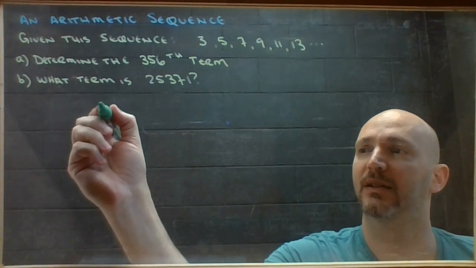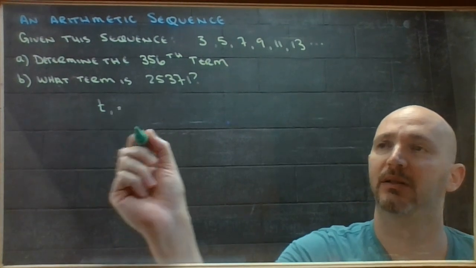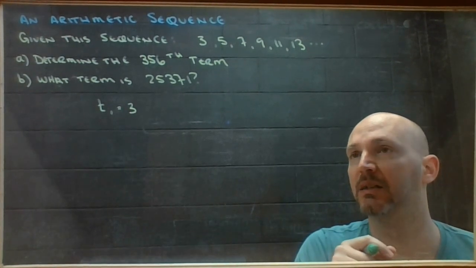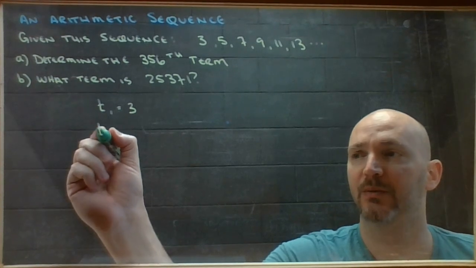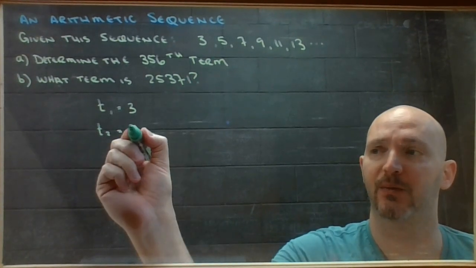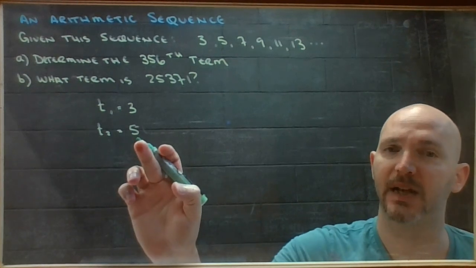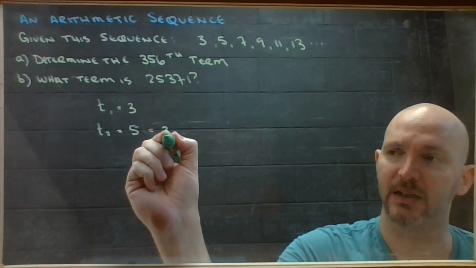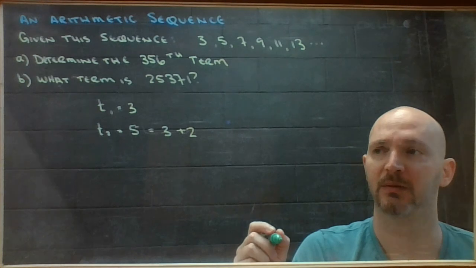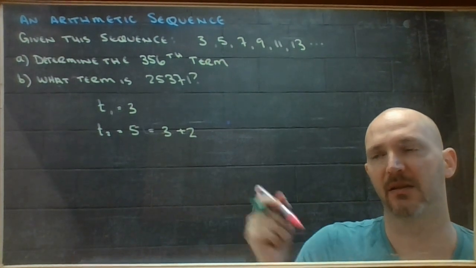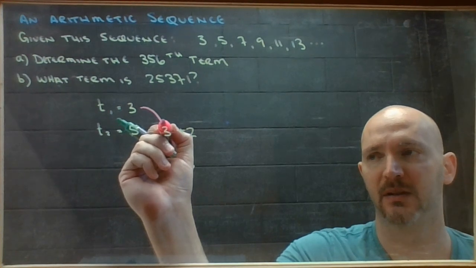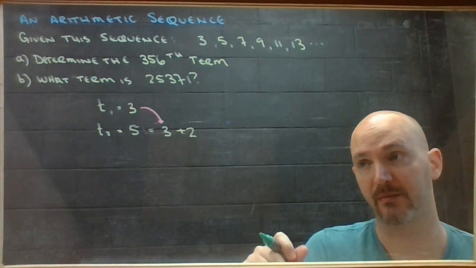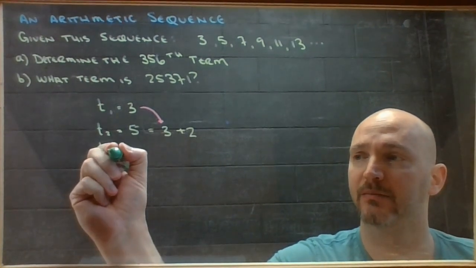Well, let's try term 1 here. Term 1 in this particular question is a 3. Term 2 is 5. Now, how did we get here? Well, 5 is just 3 plus 2. So I have the first number in the sequence showing up in my second term. I'm going to look at term 3 here.